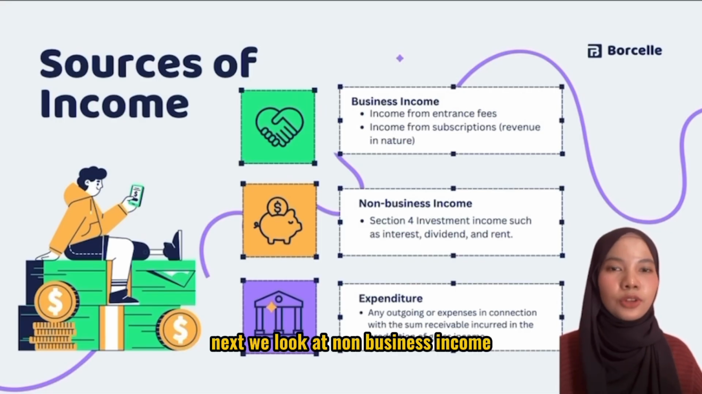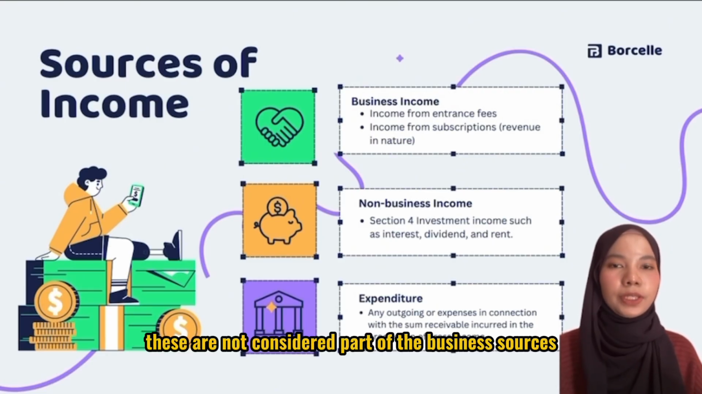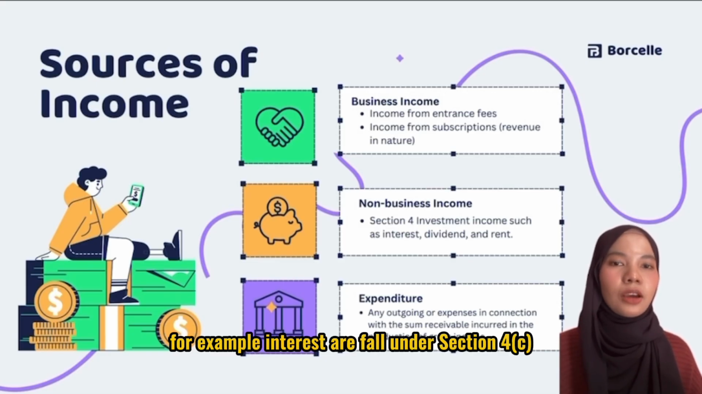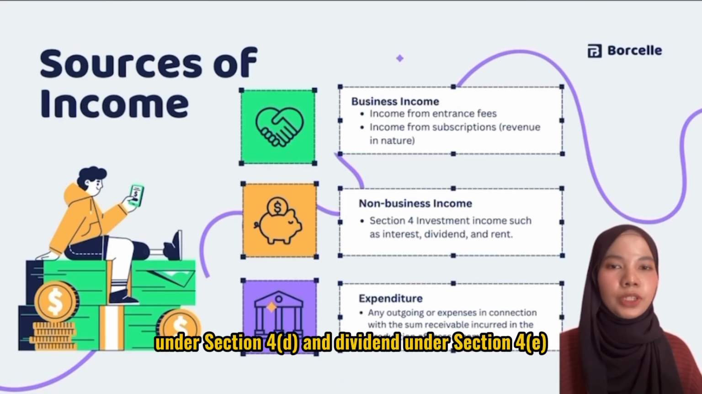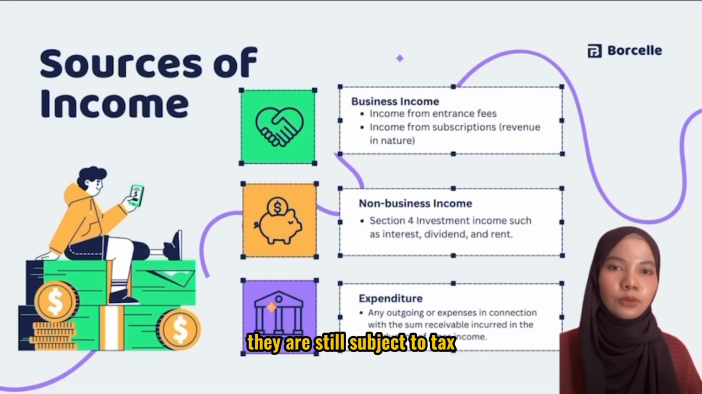Next, we look at non-business income, which includes interest, dividend, and rental income. These are not considered part of the business sources but are still taxable under Section 4 of the Income Tax Act. For example, interest falls under Section 4(c), rental under Section 4(d), and dividend under Section 4(e). Even though these are passive income streams, they are still subject to tax.